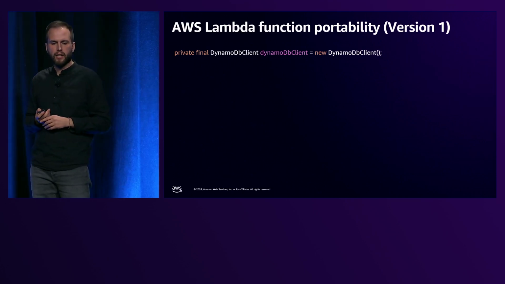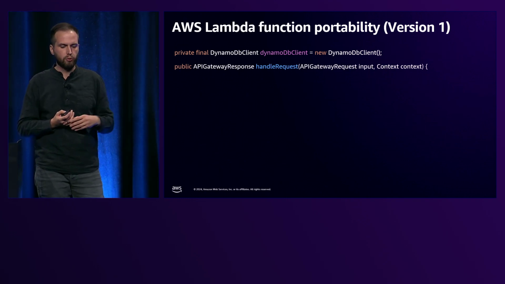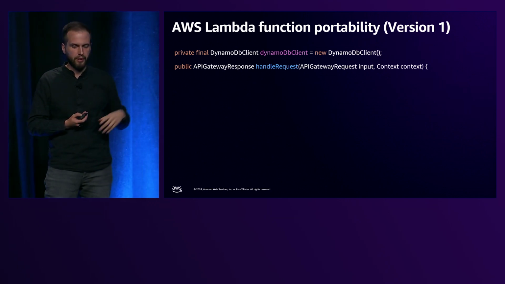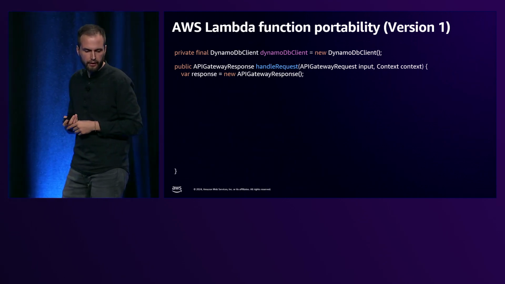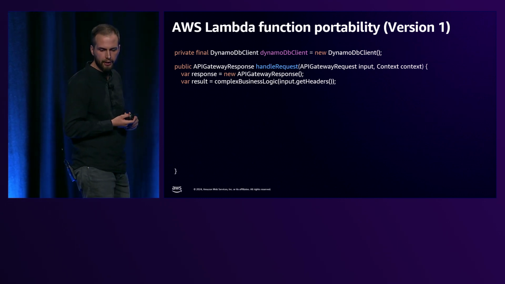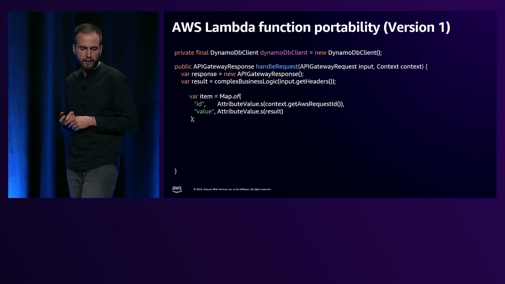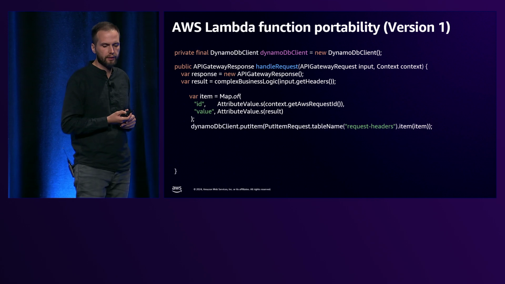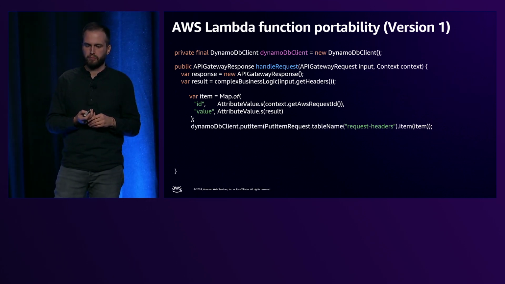So we define here the DynamoDB client and then we write our functions as we have seen before. So we have the handle requests, and as an input we get the API Gateway request, and as an output we return the API Gateway response. So we will define the response here to populate it later, and then we apply some complex business logic here on our headers that we get from API Gateway. We will then create an item, like an ID with a partition key for DynamoDB, and a value, which is the result of our previous computation. And then we take the DynamoDB client and we just write that into our DynamoDB table.